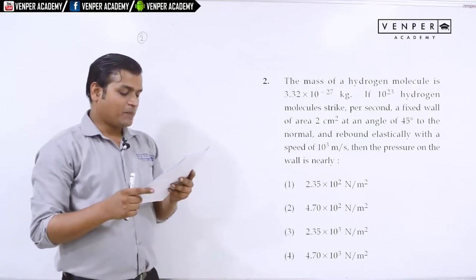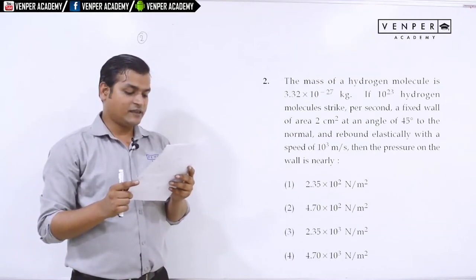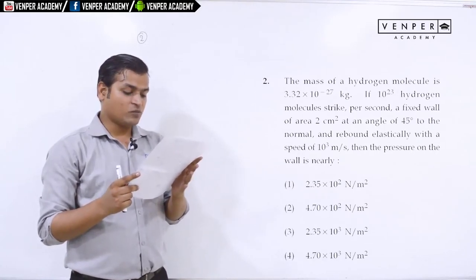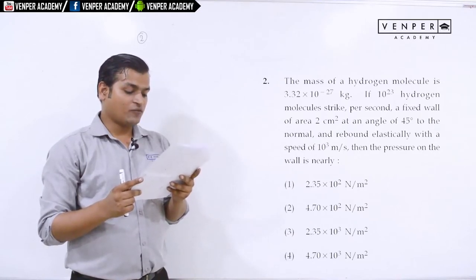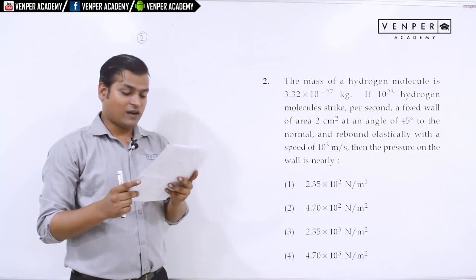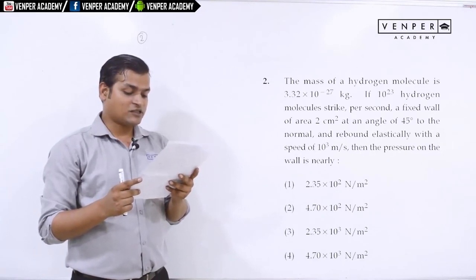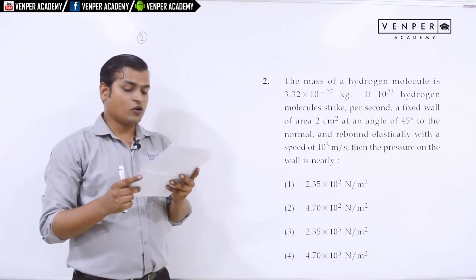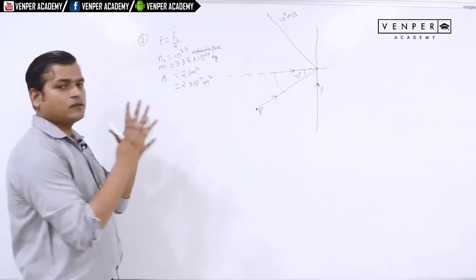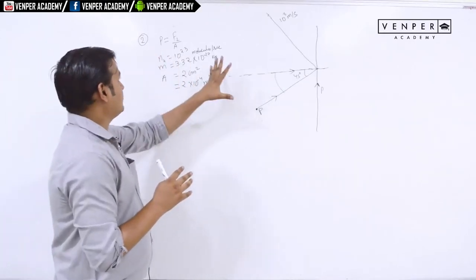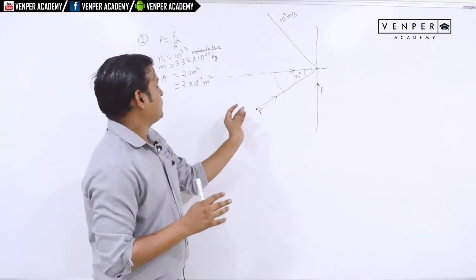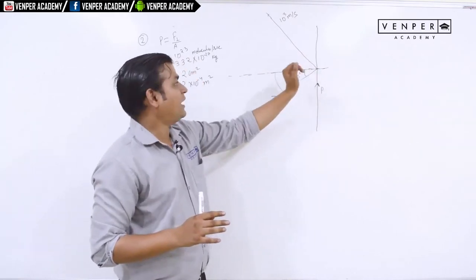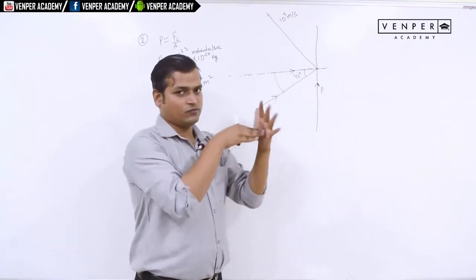Next question: the mass of a hydrogen molecule is 3.32 × 10⁻²⁷ kg. If 10²³ hydrogen molecules strike per second a fixed wall of area 2 cm² at an angle of 45° to the normal and rebound elastically with a speed of 10³ meter per second, then the pressure on the wall is nearly. Now see question number 2. In this question, they are asking, if a hydrogen molecule strikes a wall at some angle, how much pressure acts on the wall after collision, clear?